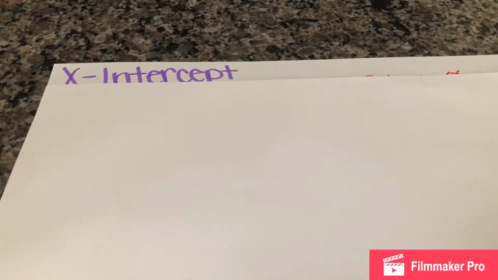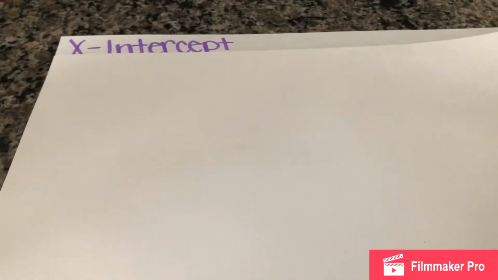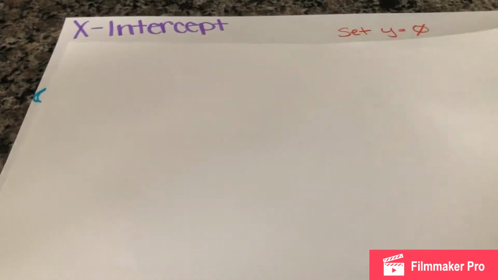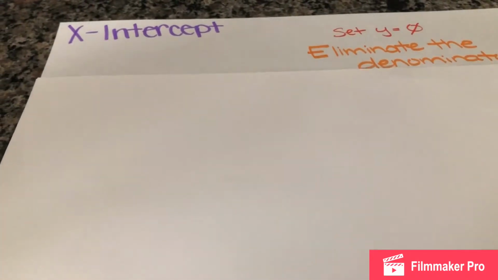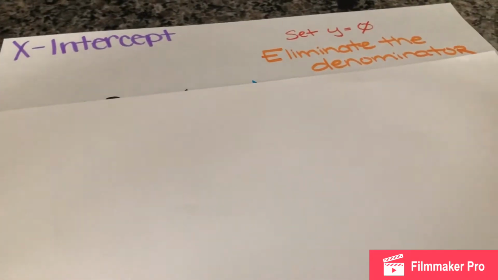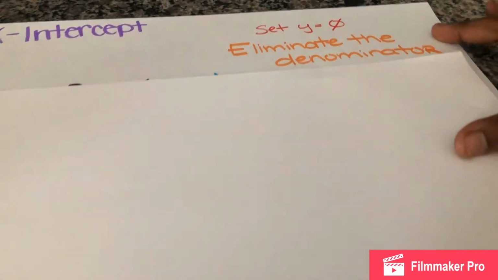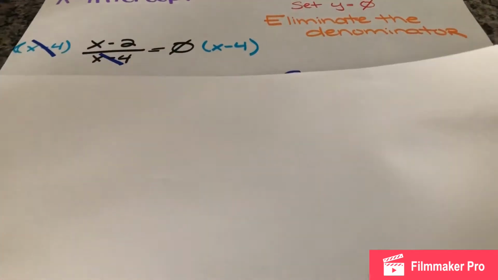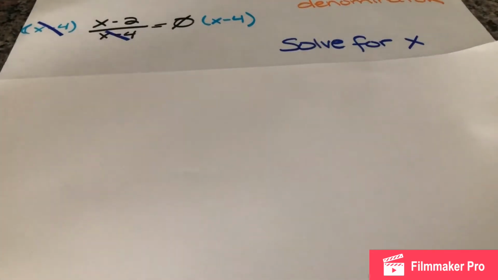The next thing I found was the x-intercept. This is where the line crosses the x-axis. So I set y equal to 0 and I begin eliminating the denominator. So I multiplied by x minus 4 to eliminate the denominator, which gave me x minus 2 equals 0.